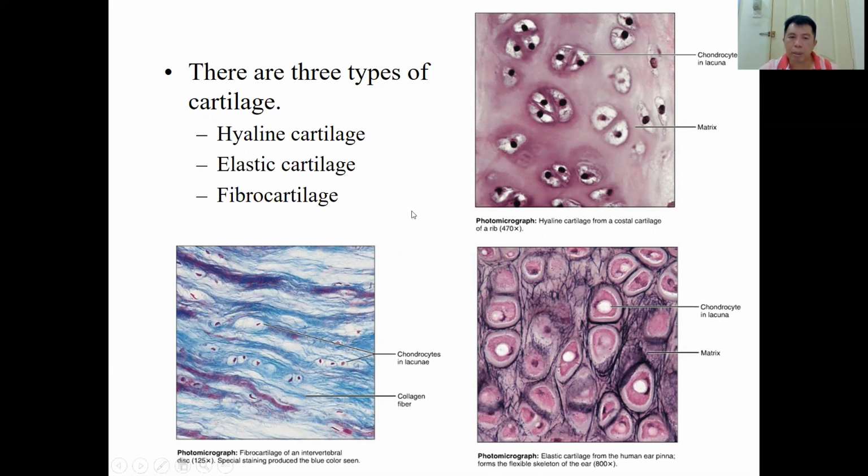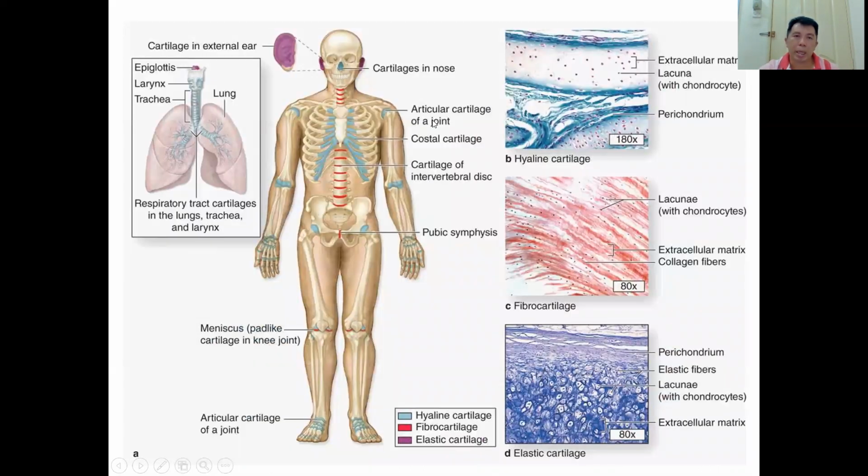From this diagram you can see the difference. This is the elastic, this one is the fibrocartilage, and this is hyaline. Where can you find it? The hyaline cartilage is shown in blue here, and we can find a lot of it. Hyaline is quite strong cartilage.